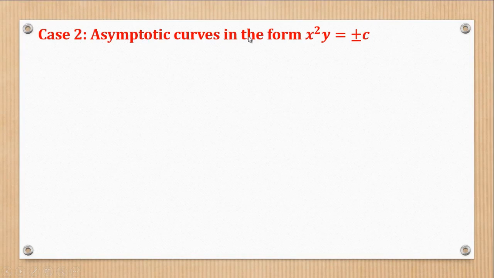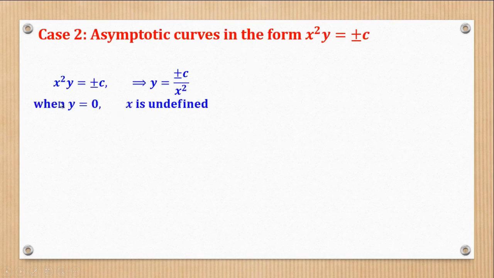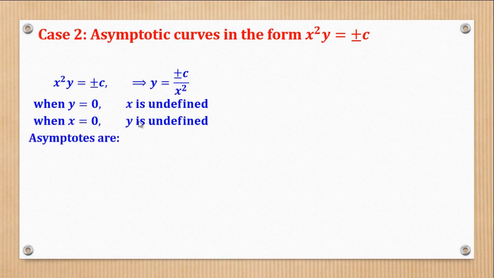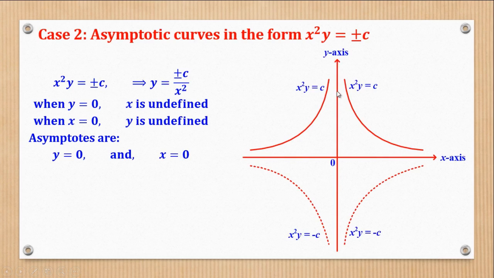Case 2, we shall go to asymptotic curves in the form x squared y equal to plus or minus c. So still we have to rearrange and get the asymptotes. In this case, when the whole of this is equal to 0, x is undefined, and also when the whole of this is equal to 0, y is undefined. Therefore, it means that the asymptotes are y equal to 0 and x equal to 0. In other words, the curve never touches this point and the line, and also never touches this line. So it will be in this shape.